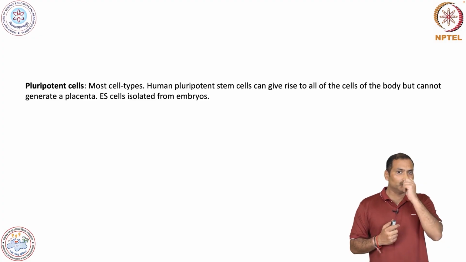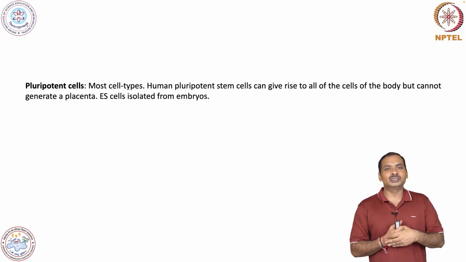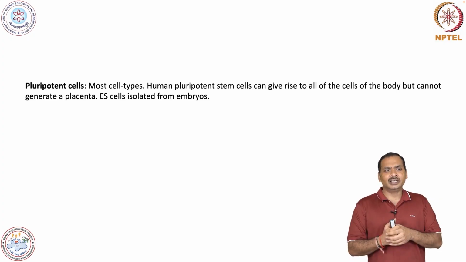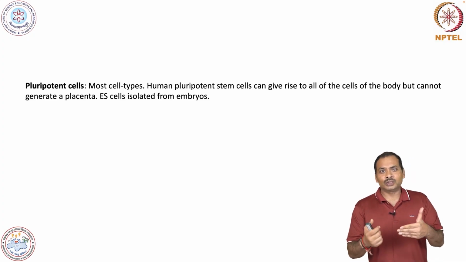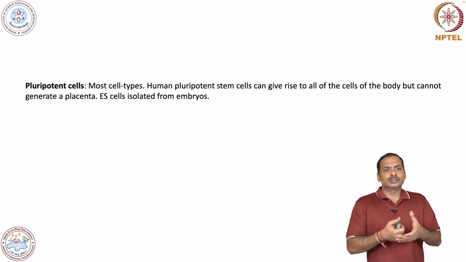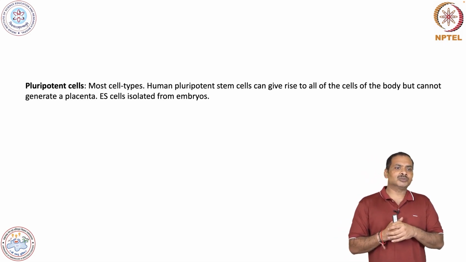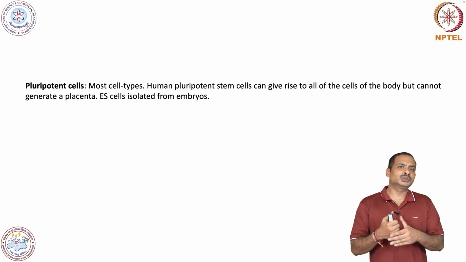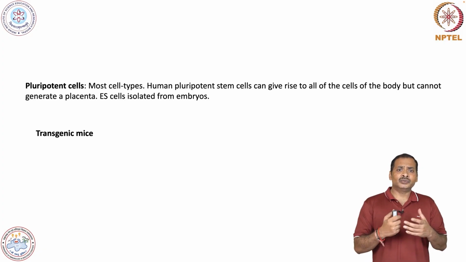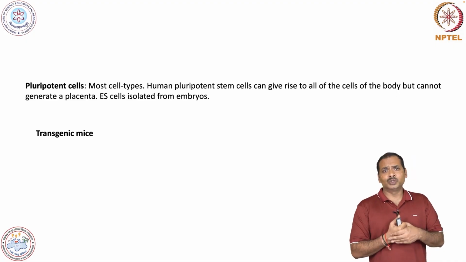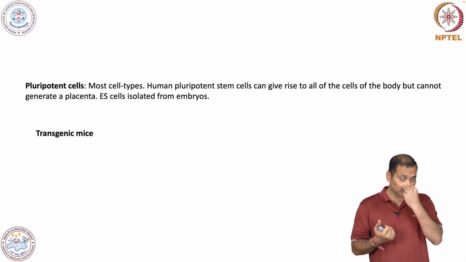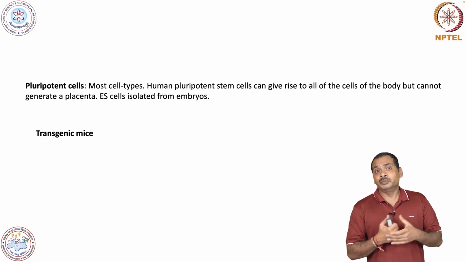Now I will talk about pluripotent cells, because this is quite commonly used in our research. And one of the aims of this course is to educate you for research also. So this pluripotent stem cell is very commonly used in mouse experiments, as I have explained to you, and we can generate transgenic mice using this pluripotent stem cell, or in the case of mice we call it an embryonic stem cell.